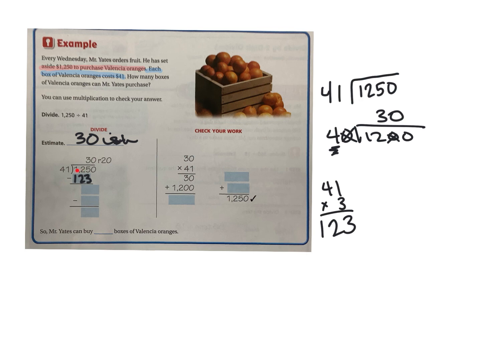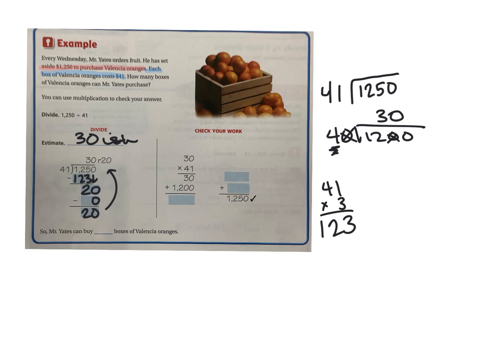So there we did. 125 minus 123 is going to be 2 remainder. Bring down the 0. 41 goes into 20 how many times? 0 times. And so I end up with a 20 remainder. And we said the answer was going to be 30-ish. And look, it certainly was.